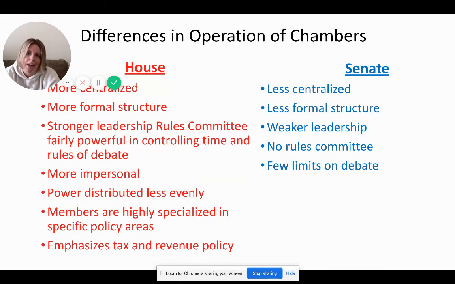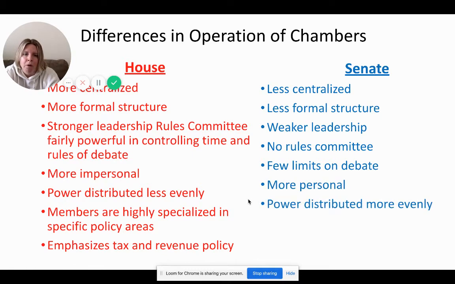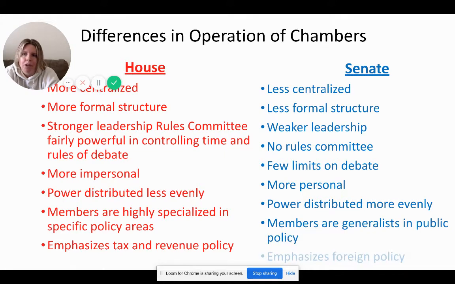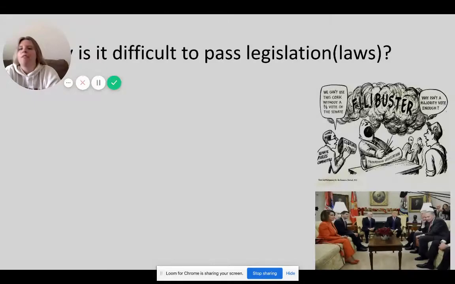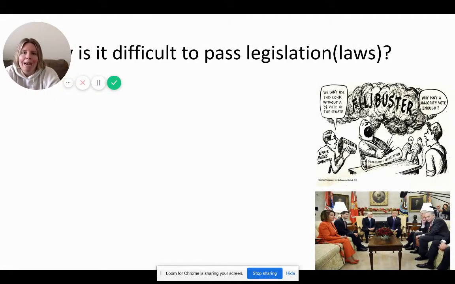If I'm in the Senate, I could go, but I'm not up for re-election for 5 years. So go ahead. I don't care. I'll be able to raise the funds, or you won't be mad at me by then anyways. There's few limits on debate in the Senate. It is more personal. They're much more friendly to each other just because it's smaller. They tend to be generalists in public policy just because they are covering a whole state, not just a small geographic area.